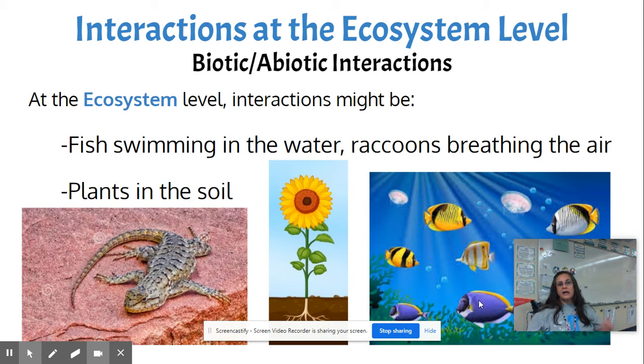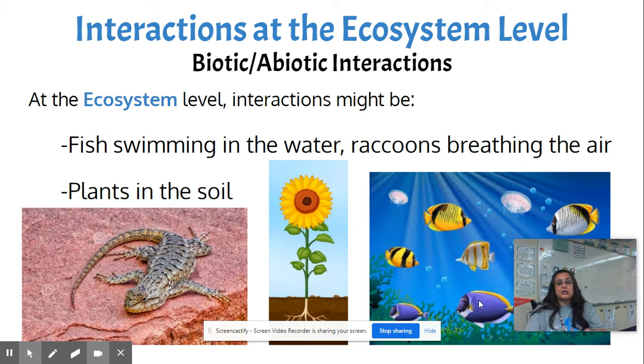Then lastly, we've got interactions at the ecosystem level. At this level, it could be a living and a non-living. Okay, so a biotic factor interacting with an abiotic factor. So this would be your rabbit living in a hole in the dirt. It could be, as you see in the picture, a lizard sunning itself on a rock. So the living and the non-living.